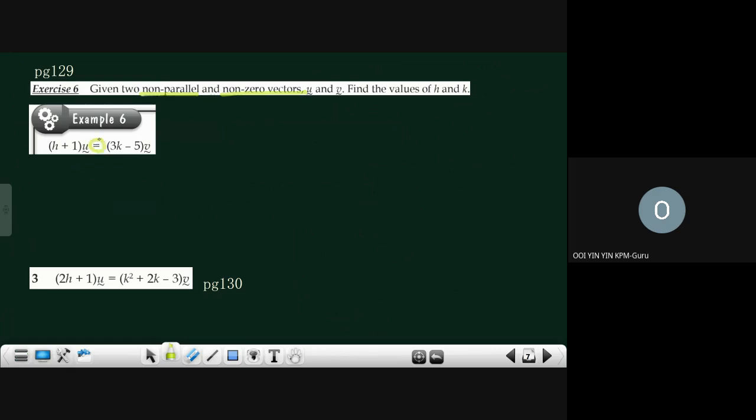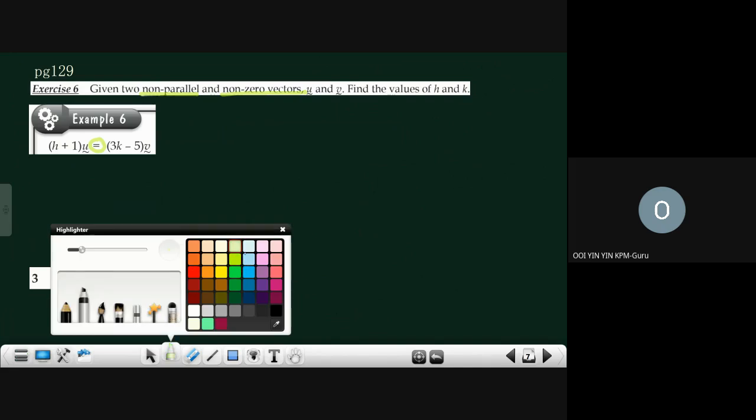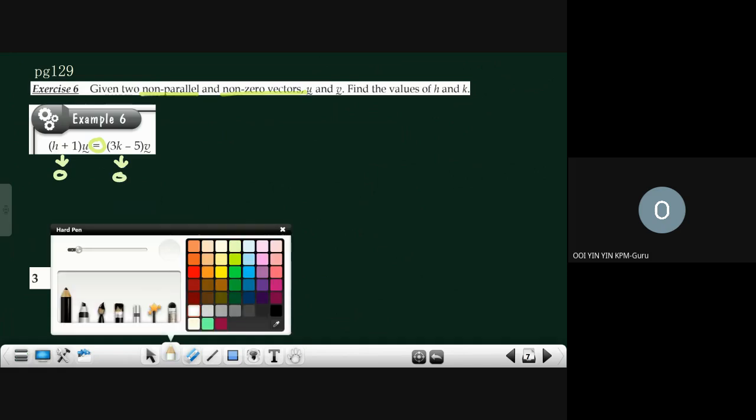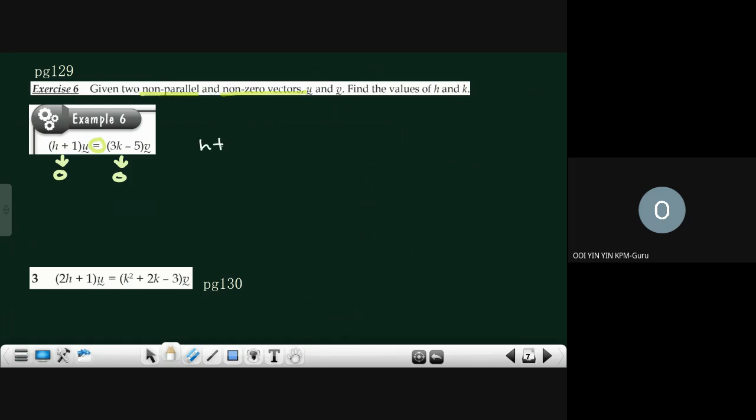Now here, you see, the question already told you they are non-parallel, but they still write in the form of an equation, which means only one case, like I told you just now: this part here equals 0, and this part here also equals 0. So we write down h plus 1 equals 0, and 3k minus 5 also equals 0. Then h equals -1. For k, 3k equals 5, so k will be 5 over 3. So that is your answer. Find the values of h and k.